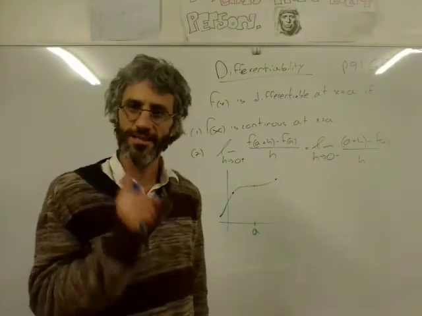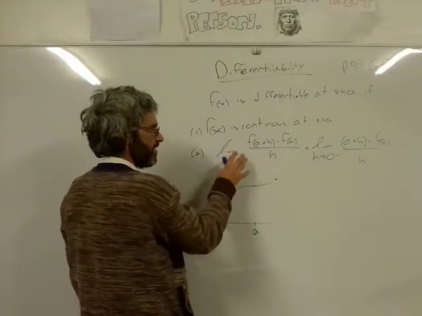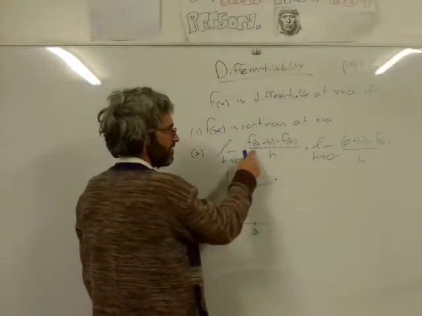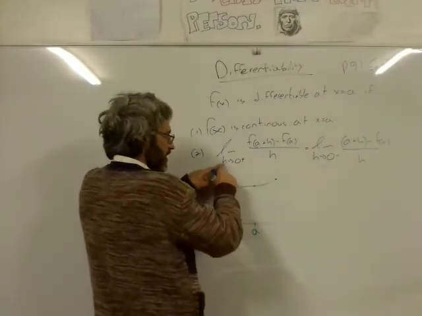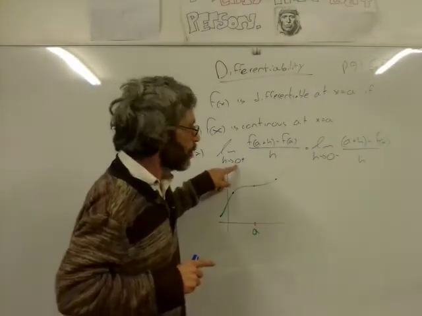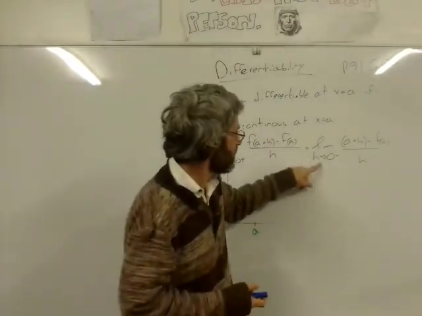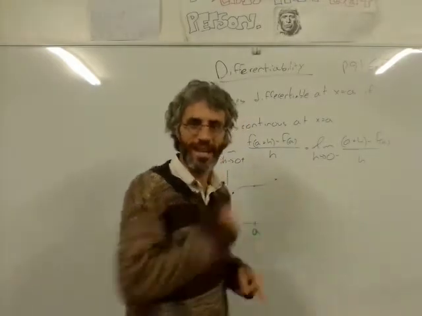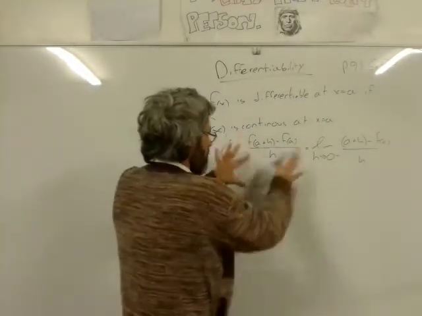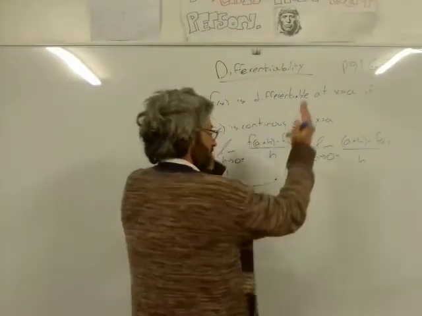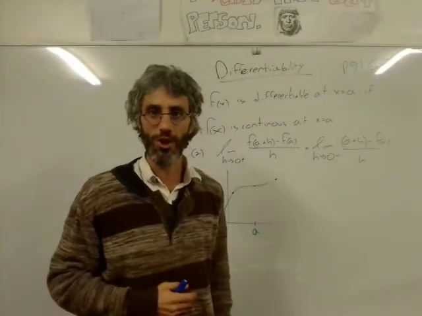But there's a big difference here. This is what I wrote here: the definition of the derivative of f at a. The difference is that here, h approaches 0 from the plus side, and here, h approaches 0 from the negative side. Okay? And more than that, I need to have both this limit and that limit, and those two limits must be equal to each other.